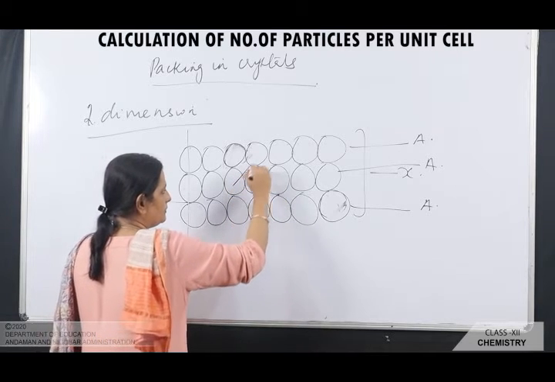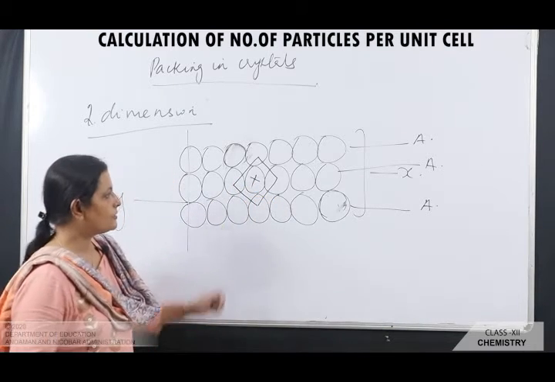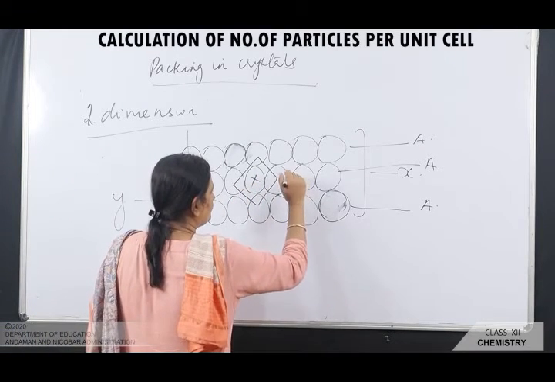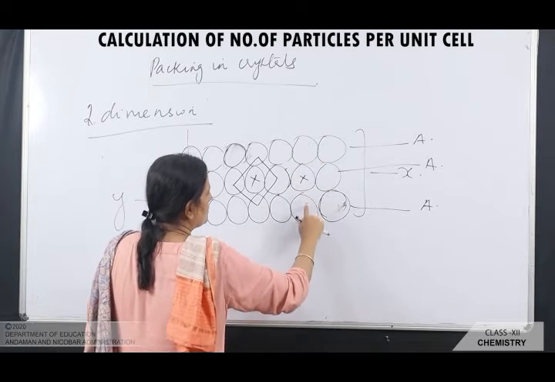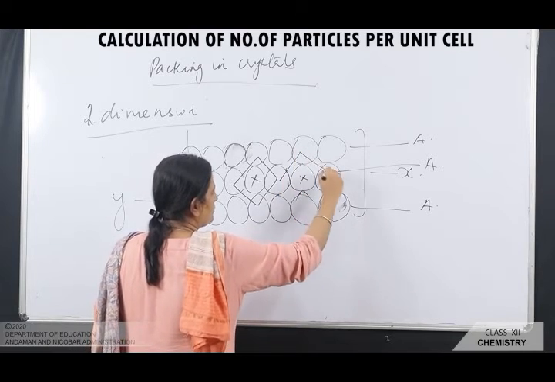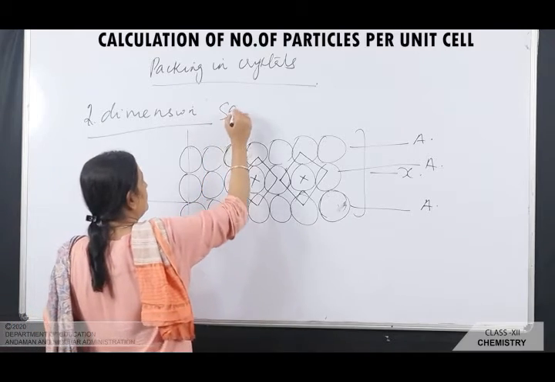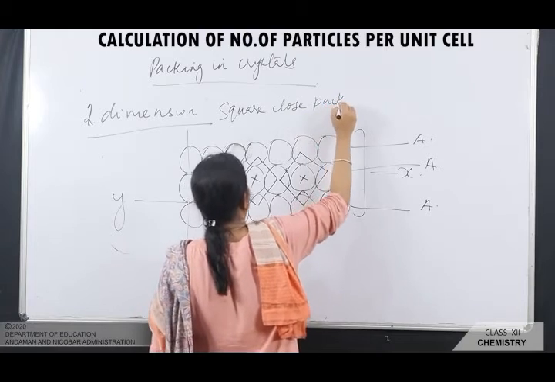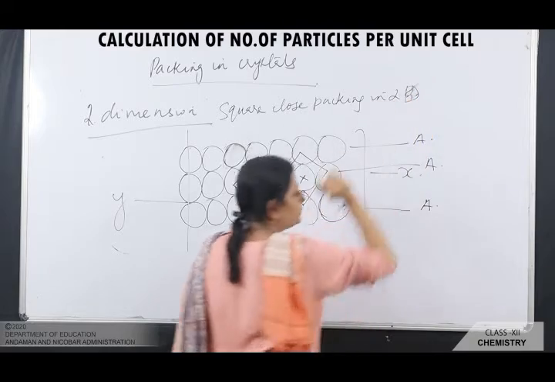4 spheres. So it gives you the shape of what? A square. So this is known as square close packing. Now if you take this one also, you see, the sphere is also in contact with how many spheres? 1, 2, 3, 4. So this also gives you the same shape. So this is known as square close packing in 2 dimension. Square close packing in 2 dimension.